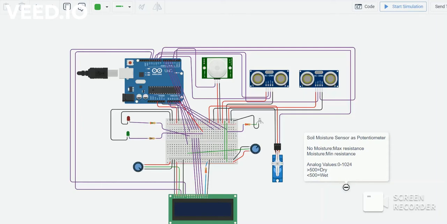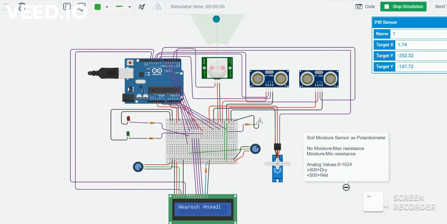Now I am starting the simulation. I am setting the PIR sensor so that there is waste. Now I am setting the potentiometer resistance greater than 500. You can see in the display that the moisture is greater than 500, so it is indicating dry waste. The servo motor is rotated, so it will be sent to the dry garbage bin.